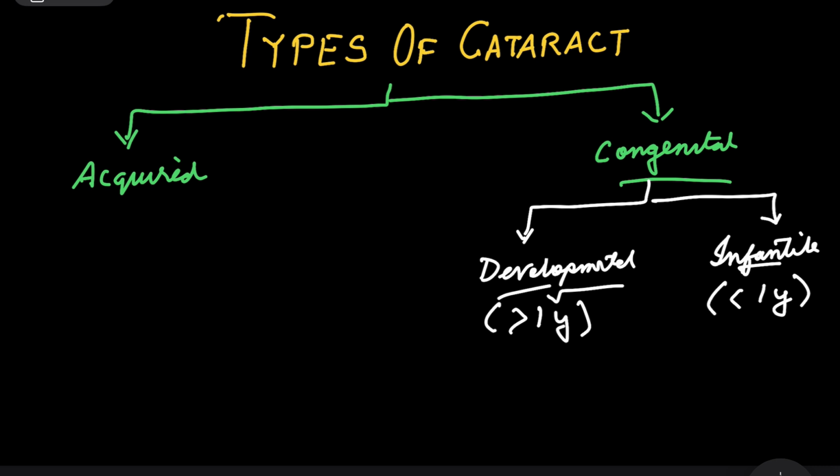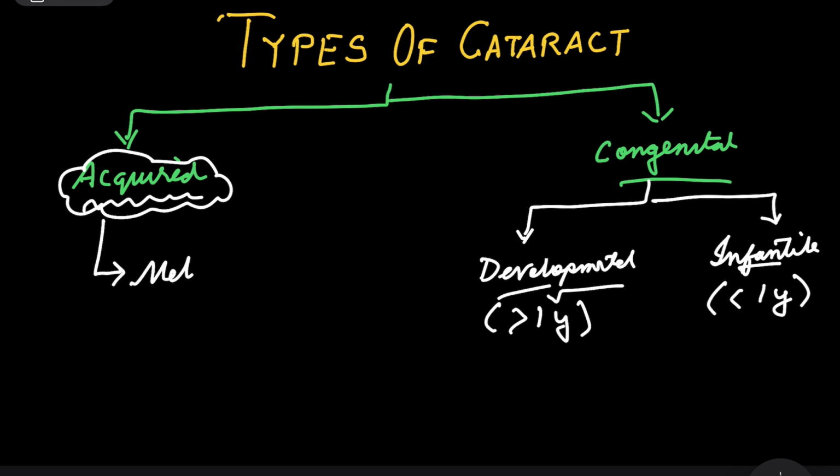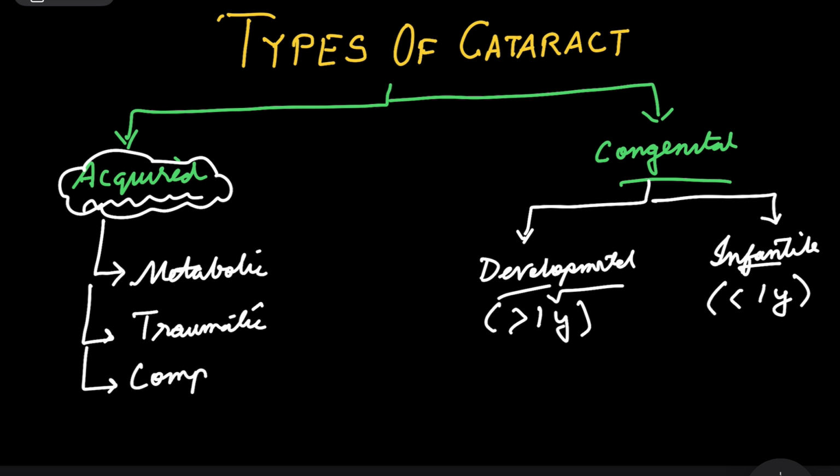Now, we are much more interested in the acquired forms of cataract. Acquired forms of cataract are the forms that we are acquiring due to some pathology, some environmental factors, some risk factors throughout our lifetime. Acquired cataract can be, and this is the classification that you should really put your attention towards: metabolic, traumatic, complicated, and last but not the least, senile or age related.